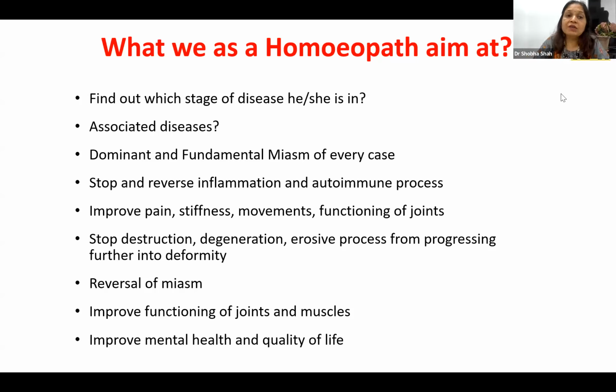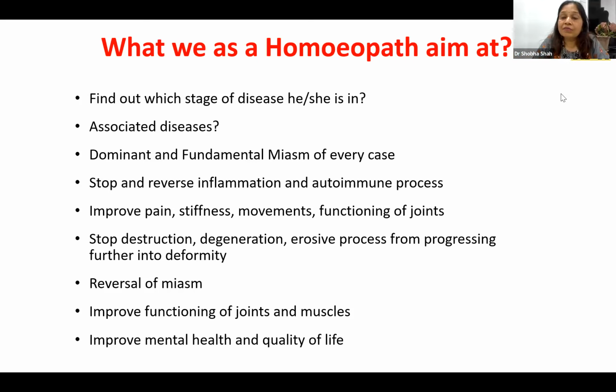Also, we need to understand what the dominant and the fundamental miasm is in every case. This miasm also helps us to understand the reversibility of the disease, that is, to what extent we will be able to help them. So this we will come to know from the fundamental and the dominant miasm. And at present, what are the complaints? How much is the pain? How much is the inflammation? How much is the degeneration or the deformity? And whether the patient has any family history.